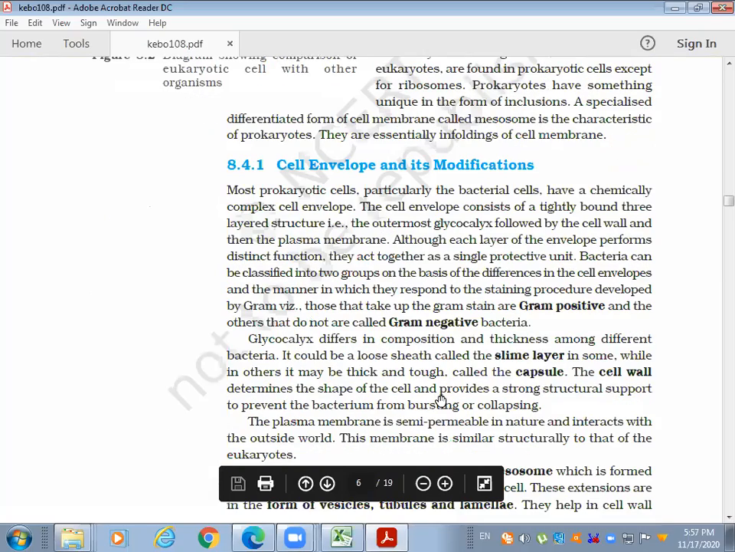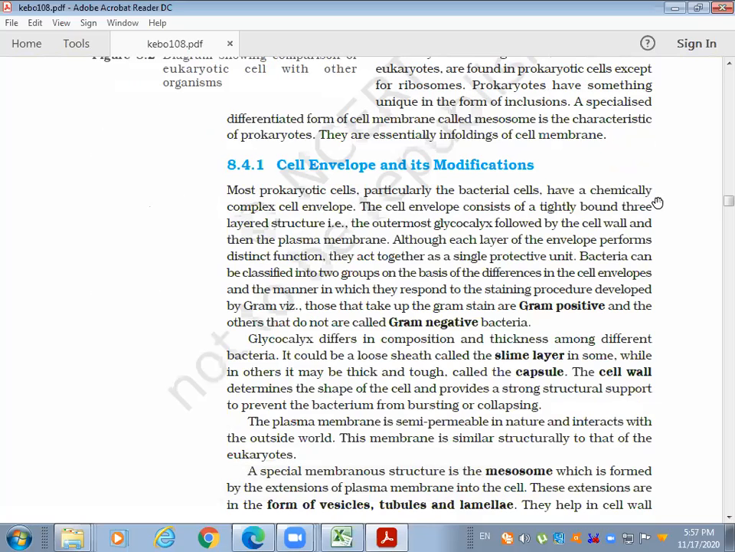Cell envelope and its modification. Most prokaryotic cells, particularly the bacterial cells, have a chemically complex cell envelope. The cell envelope consists of a tightly bound three-layered structure, that is, the outermost glycocalyx, followed by the cell wall, and then the plasma membrane. Although each layer of the envelope performs a distinct function, they act together as a single protective unit.